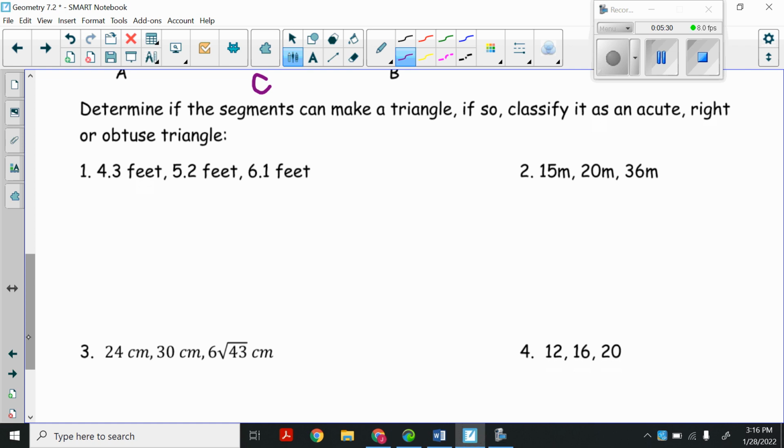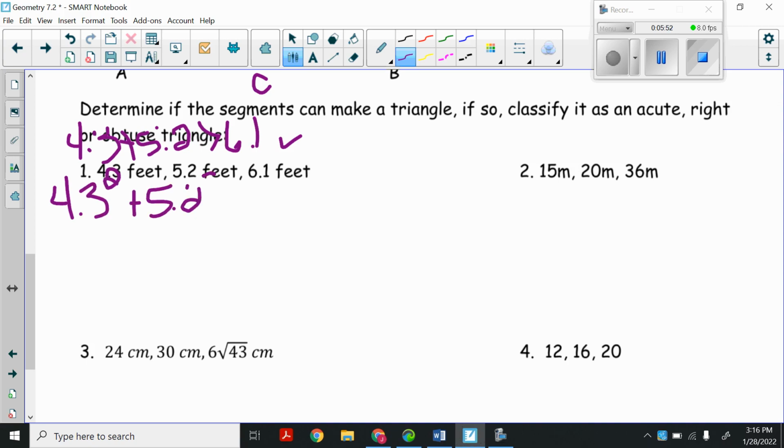So determine first, can the segments make a triangle? If so, classify it. Is it acute, right, or obtuse? First thing we do, add the two smallest together. So it's 4.3 plus 5.2 greater than 6.1. Yes, so it'll make a triangle. Now I'm looking for 4.3 squared plus 5.2 squared, and I'm going to leave this kind of a circle. How does that relate to 6.1 squared?